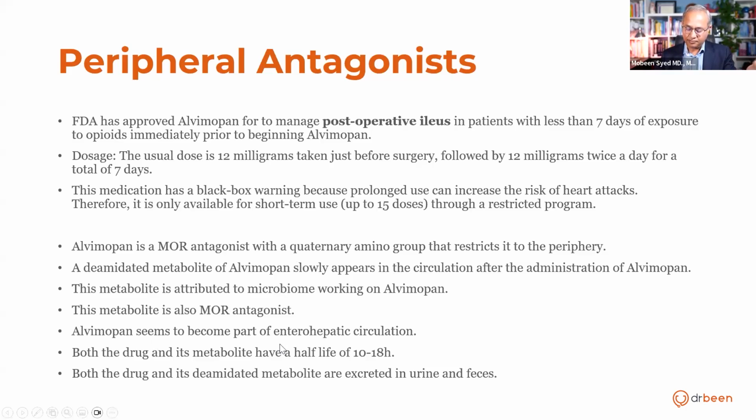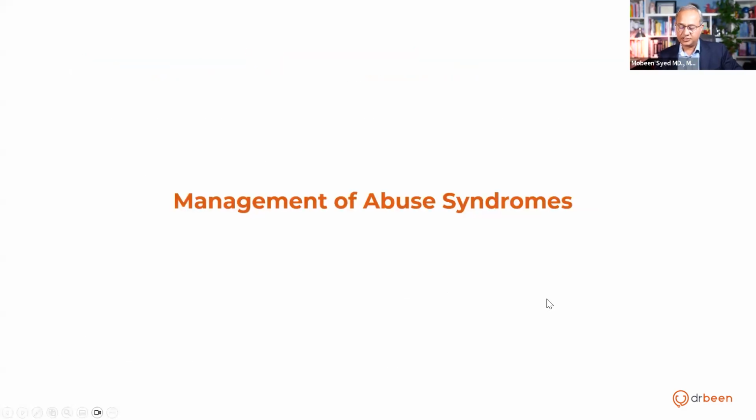Alvimopan seems to become part of enterohepatic circulation. Both the drug and its metabolite have a half-life of 10 to 18 hours. Both the drug and its deamidated metabolite are excreted in urine and feces. So some of it will get out through the fecal route, and some of it would get out through the urinary route because it is appearing in the circulation as well. So now for paralytic, or post-surgical ileus, you are seeing that these are some of the possibilities.